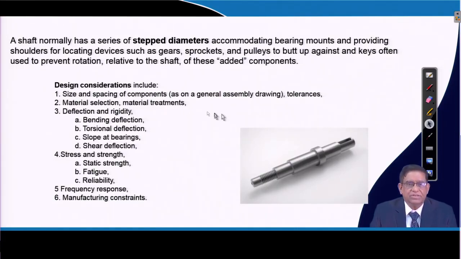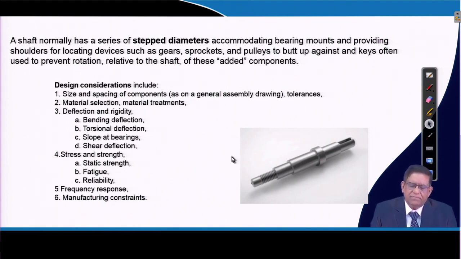Then there is material selection, because the shaft will be transmitting torque. So it will be subjected to torsional load, and it also takes other loads; there may be compressive load and tensile load also. Different types of loading can occur, and depending on that, the shaft should be strong enough to withstand them. That is why the material should be selected properly.